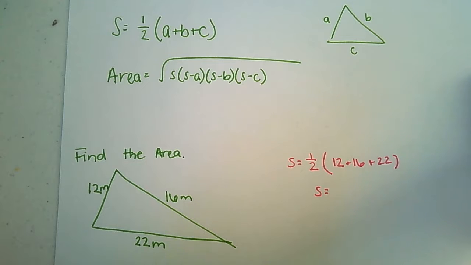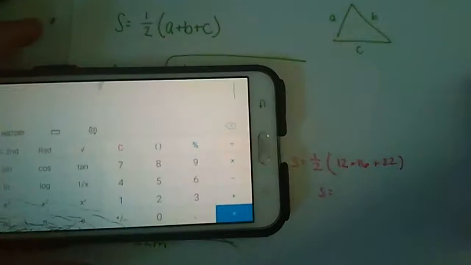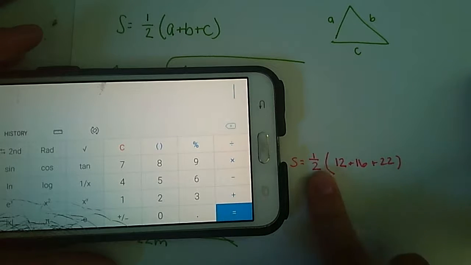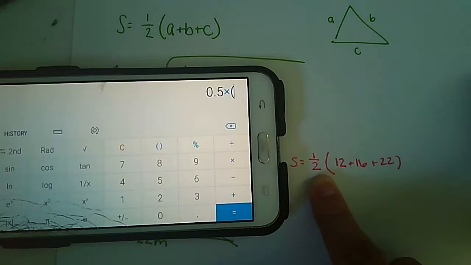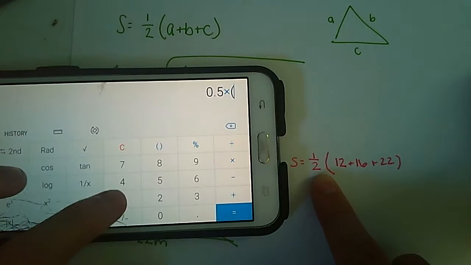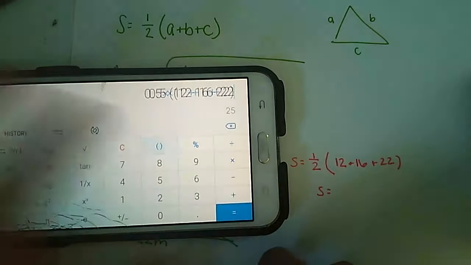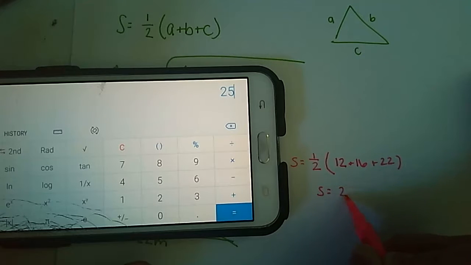By the way, if you have an actual calculator, I would highly recommend using an actual calculator for today's lesson. If you don't, and the cell phone's all you have, that's okay too. It's just a little more complicated. So when I type this in, I have a half. Notice I'm putting the parentheses in my phone too. And then we have 12 plus 16 plus 22. And it looks like we got 25 for our S value.